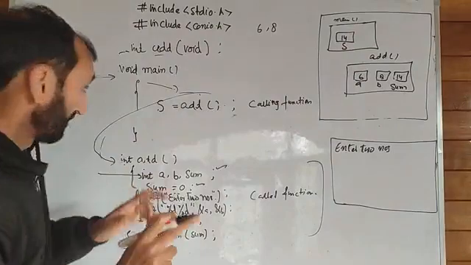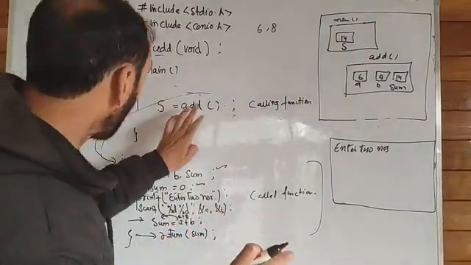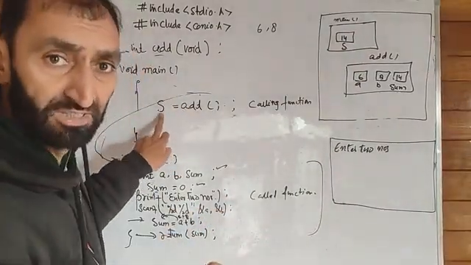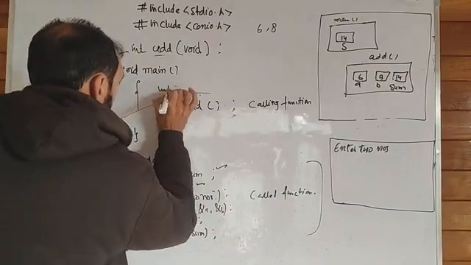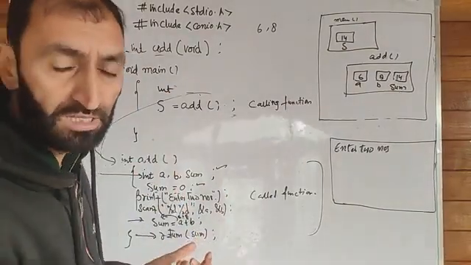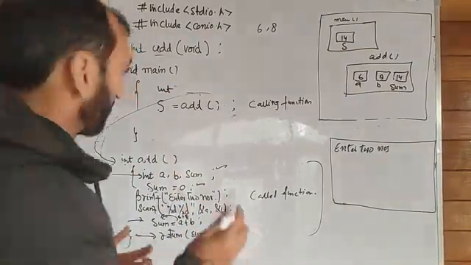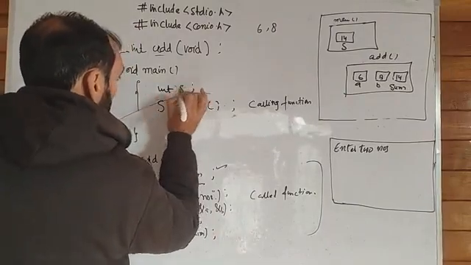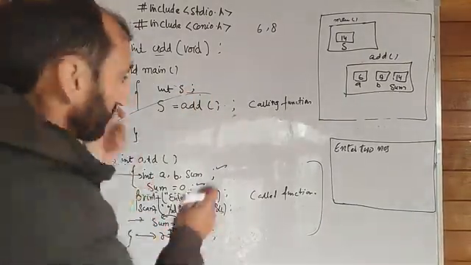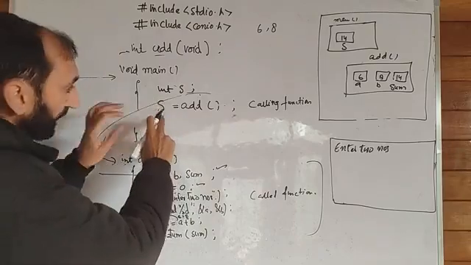Now take care, before using this s, we have to declare s. Inside this main function, declare the variable s, int s. Okay.